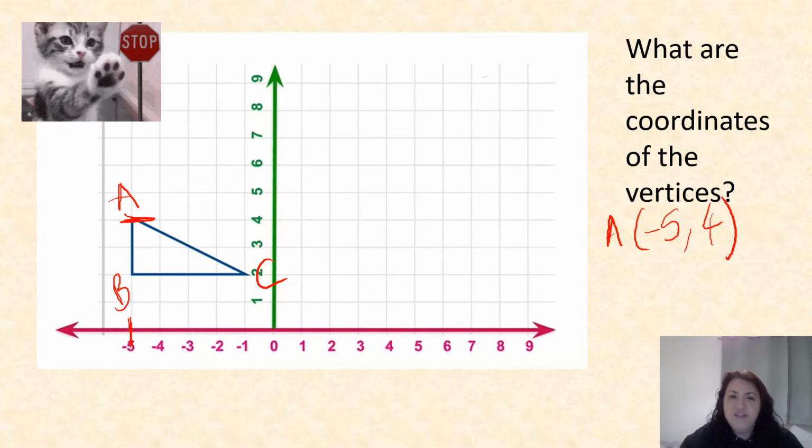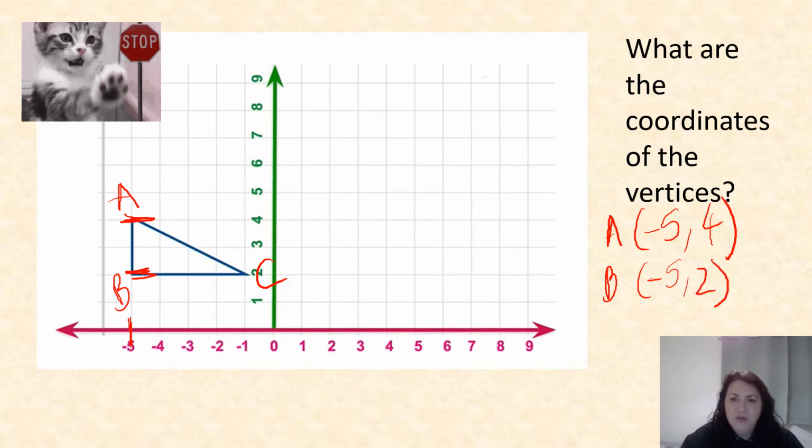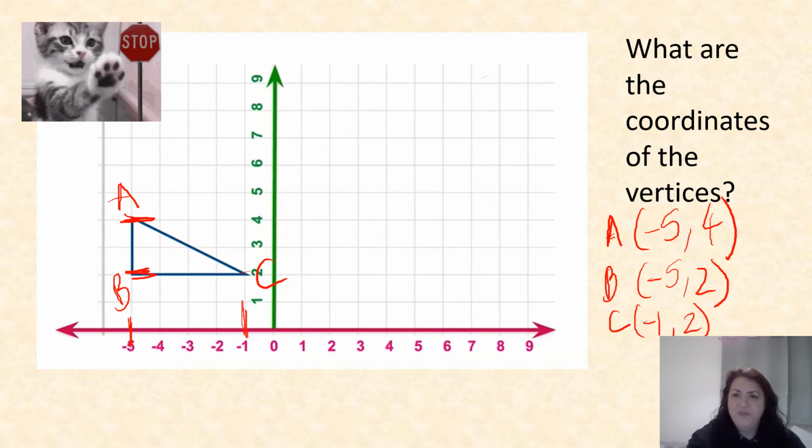Can you see we're just doing the second quadrant here? Do you remember those quadrants that we did? We're in the second quadrant. B, still -5, but here we're stopping on 2. So B is -5, 2. And C, here we've come along to -1 and up to 2. Okay, well done if you got those.